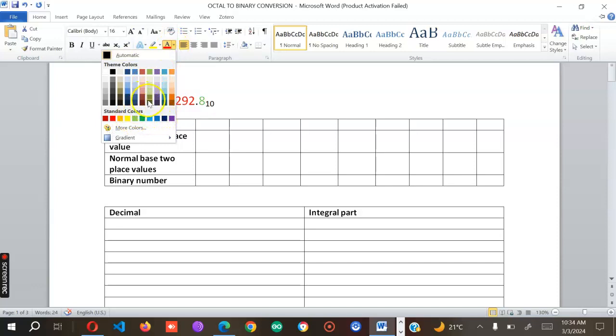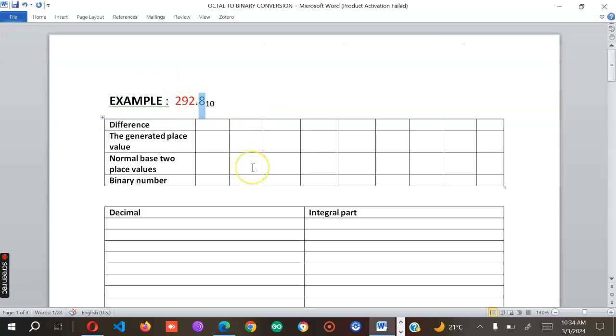while the 8 is our fractional part. Let's start with the integral part.